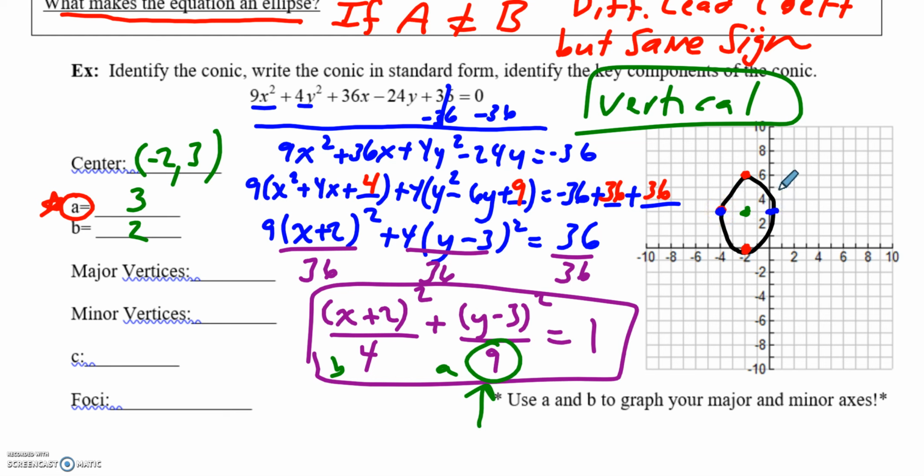So now if I look at my picture, my major vertices on the major axis, which I will highlight here in blue, would be the point -2, 0, and the point -2, 6. My minor vertices, on my non-major axis, would be the point here in blue, which is 0, 3, and this point in blue, -4, 3.